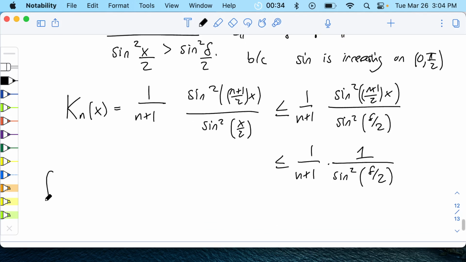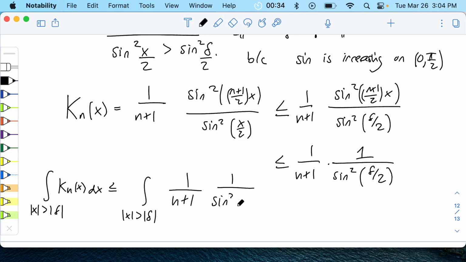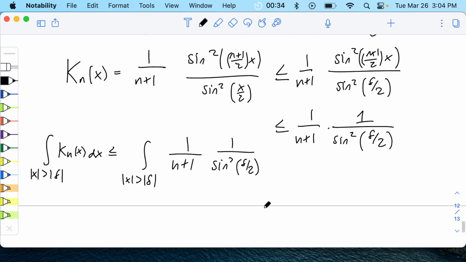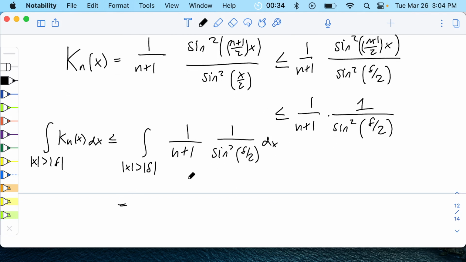And now when you go to integrate it, you do the integral. Technically you should do the integral of the absolute value, but because it's always positive, that's fine. So the integral over x bigger than delta is less than the integral over x bigger than delta of 1 over n plus 1 times 1 over the sine squared of delta over 2. And we don't even care what that is. So this whole thing is 2 pi divided by the sine squared of delta over 2, which is some number. For delta very small, maybe that's a huge number, but that's fine.